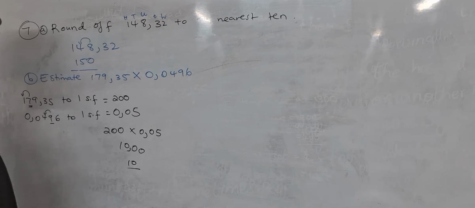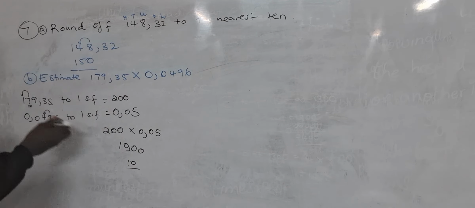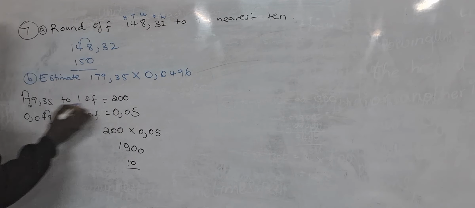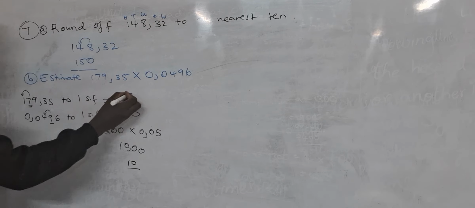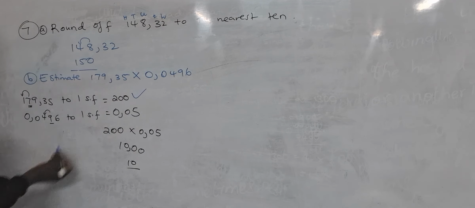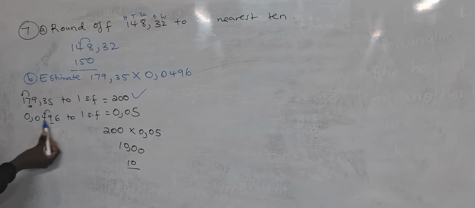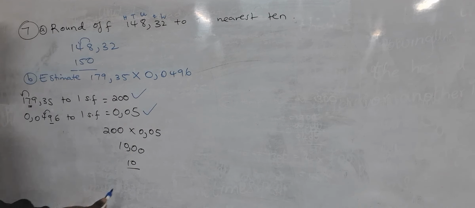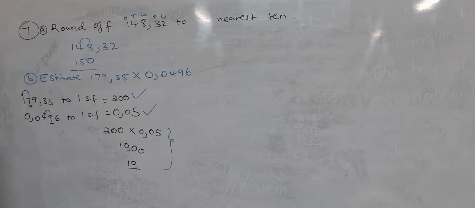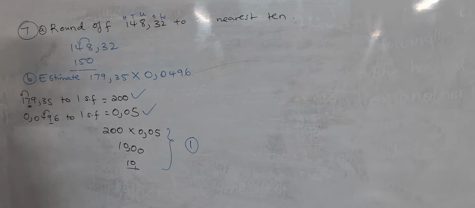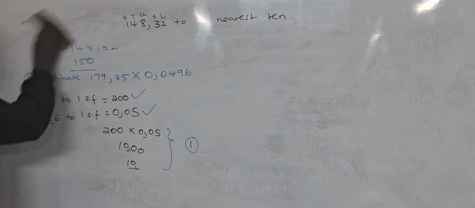This is a 3-mark question. So you're supposed to pay attention, especially you're supposed to convert this. You're supposed to do this stage correctly. Convert 179.35 to one significant figure. This is the value. You're also supposed to convert this one to one significant figure. This is the value. Now you do the correct calculation and get the correct answer. Then you get another mark. This is very important. Let's move on to question number 8.